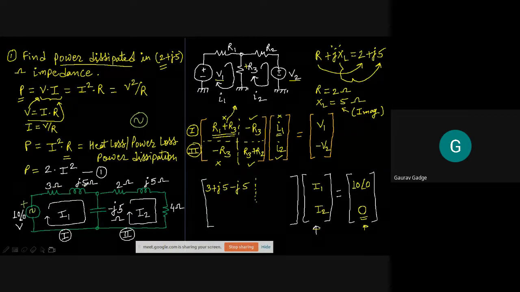यानी हम लोगों ने क्या किया? We have added this 3 J5 and minus J5. Like यहाँ पर हमने जो ऐड किया था R1 R3. So we have added 3 J5 minus J5. So this is our first row, first column.